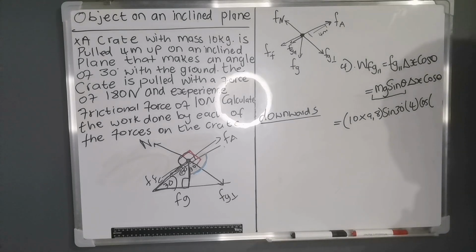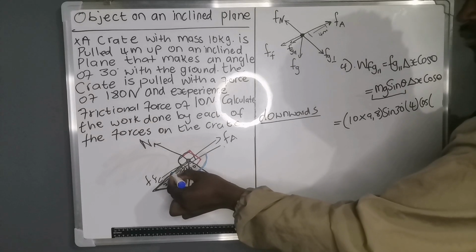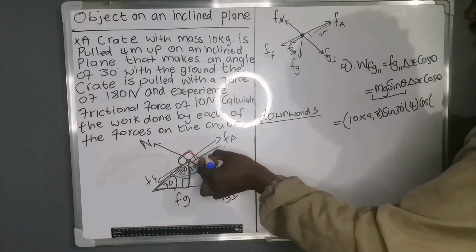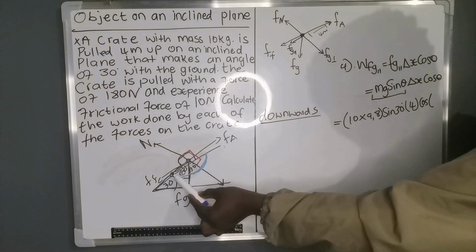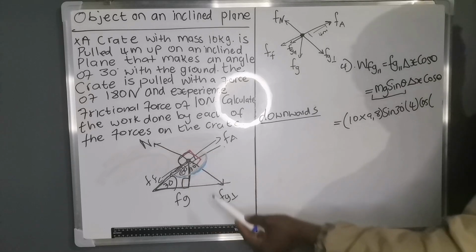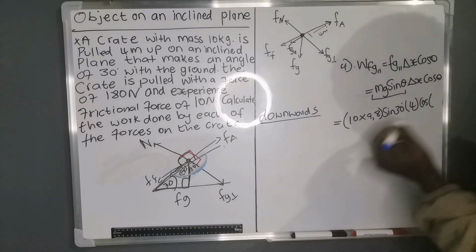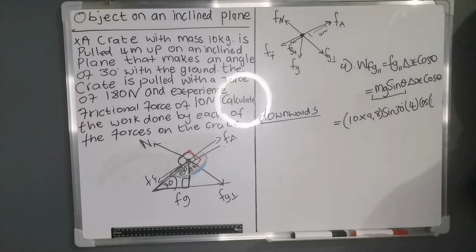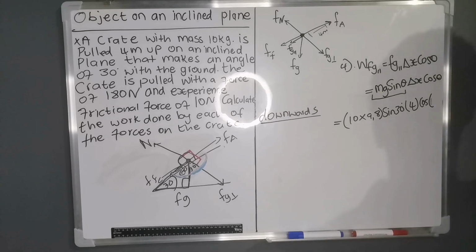Our marker needs to move in the direction of the displacement. So from here we go in this direction, up until here. You count the angles from our FG parallel to our displacement. You can start from the bottom or on top, it's not a problem. So we have 60 plus 30 is 90, 90 plus 90 is 180, therefore it's going to be cos 180.